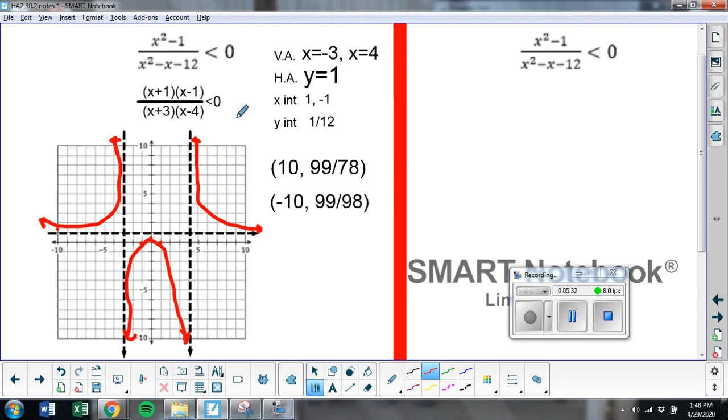Okay? So now that I have it graphed, now I have an equation. Now we want to ask ourselves, when is it less than 0? So let me draw 0. Well, let me get, maybe this will be helpful.